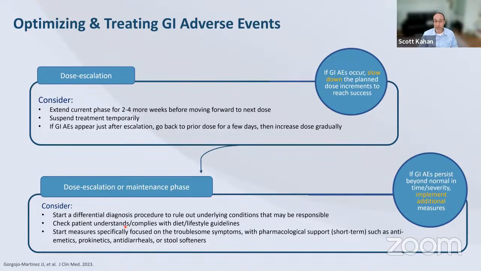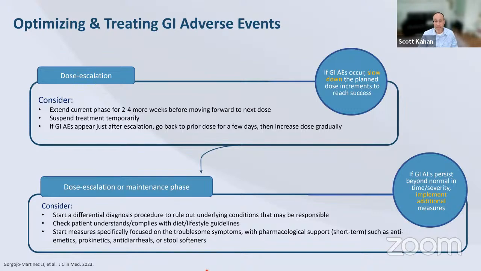And then we can consider some other things. Of course, as with any patient that comes in with a condition or a complaint, we want to consider a differential diagnosis that might rule out other conditions that may be responsible, because if a patient has nausea, it's not necessarily always the GLP-1. We want to make sure the patient understands the lifestyle changes that are going to be helpful for them both to lose weight and to moderate side effects from the medications, and do the best you can to support the patient to comply with those changes.